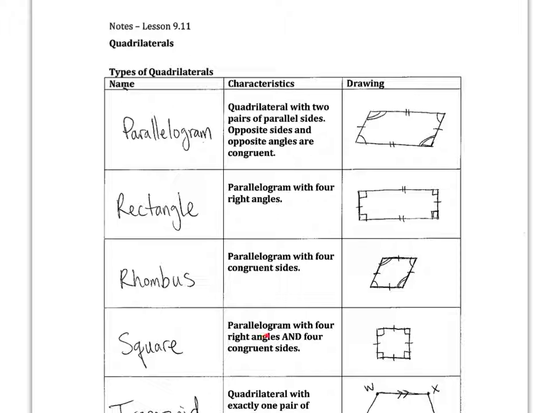A square is a parallelogram with four right angles and four congruent sides. So it would be the same as a rhombus, except all of its angles are equal, and they're all at 90 degrees, and all of its sides are equal.